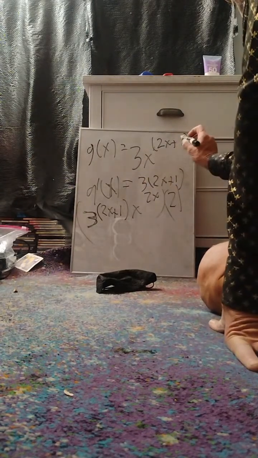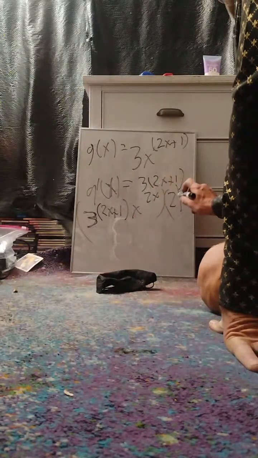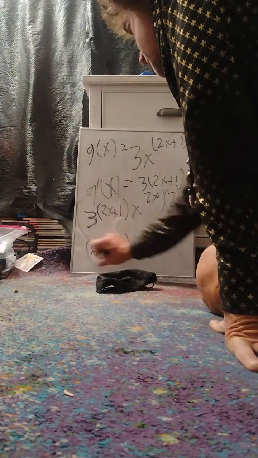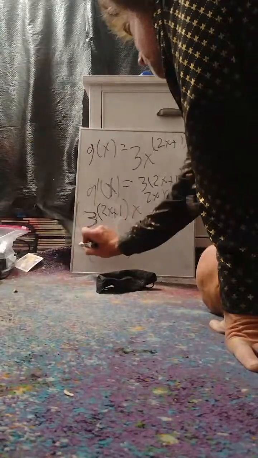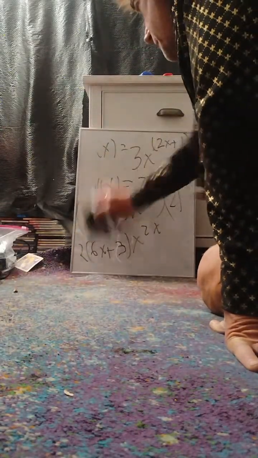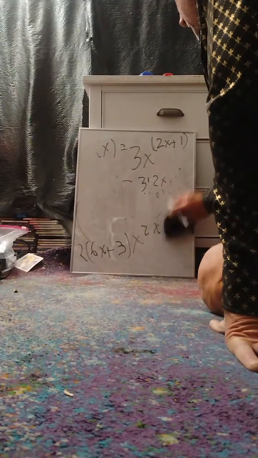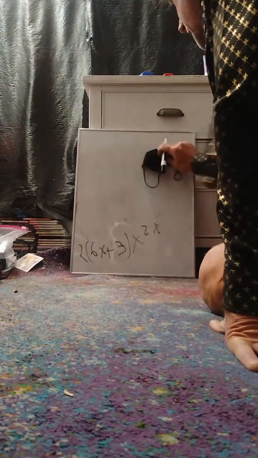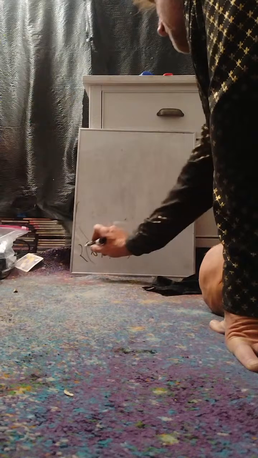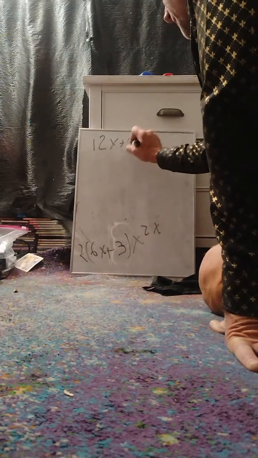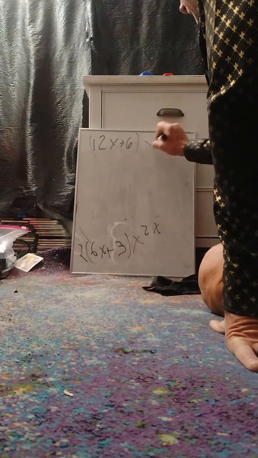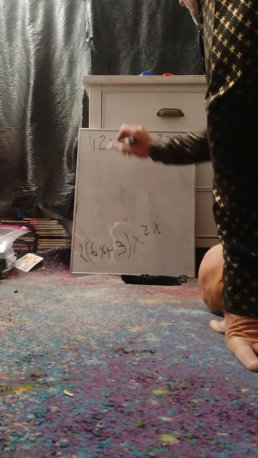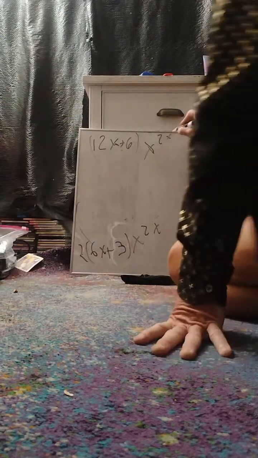So now I have 3 times 2x plus 1 times x to the 2x times 2. This becomes 6x plus 3 times x to the 2x times 2. Put that right here. And if this doesn't make any sense, well, it's on video for anyone to see later when you want to try to get it, and then you can look at it later. It's not like it goes away. 2 times 6, this thing is 12x plus 6 times x to the 2x. And then you could simplify.